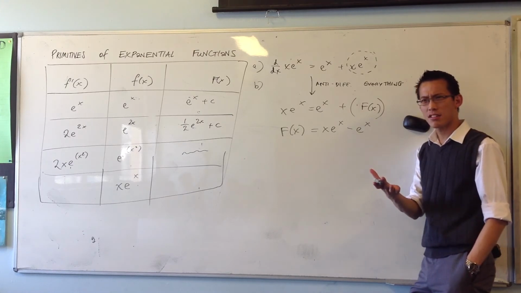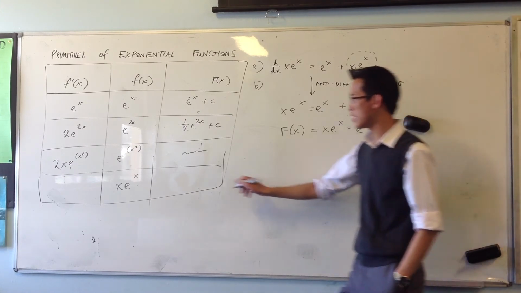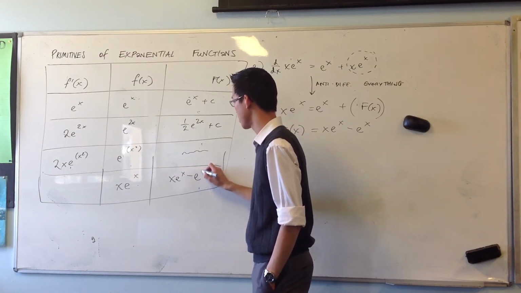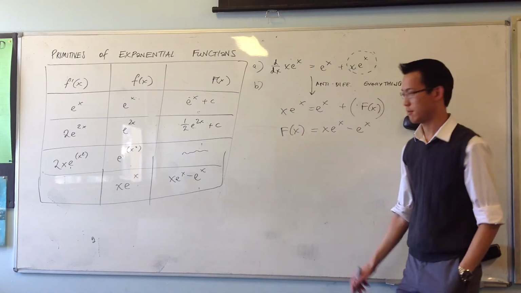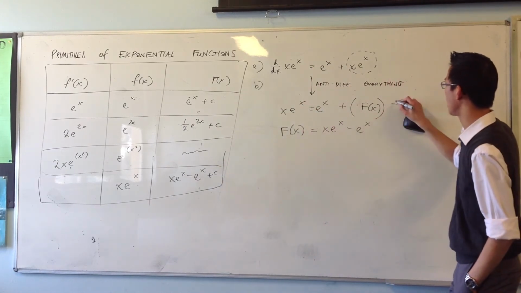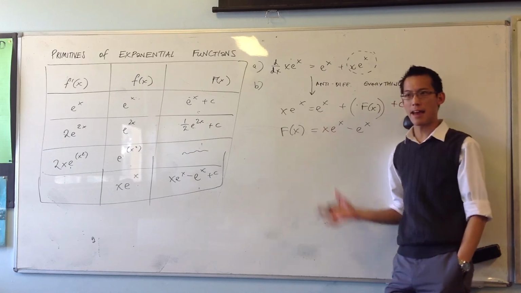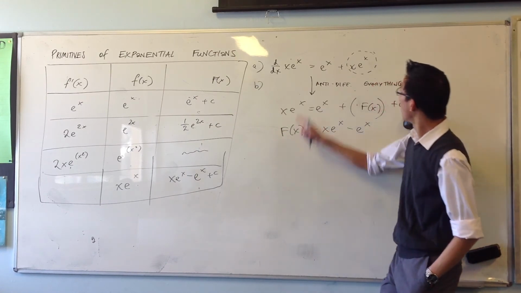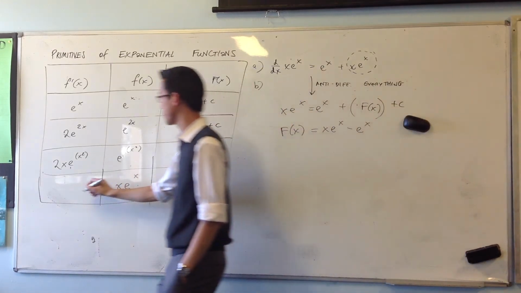So does that make sense though? Do you see what I did? So the primitive of x e to the x is x e to the x minus e to the x plus c, thank you. I really should have added it in here. It's plus c or minus c, it doesn't matter because it's just a constant. It doesn't matter if it's positive or negative. And this should be over here.